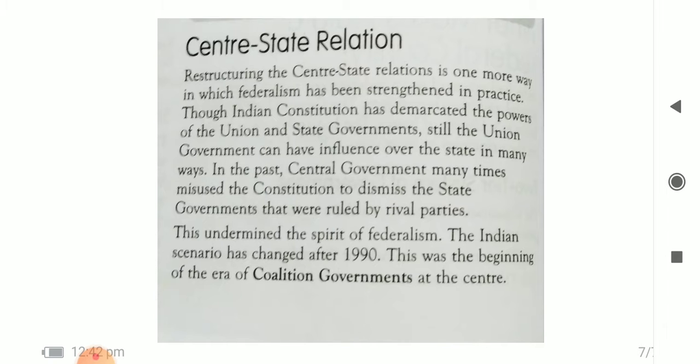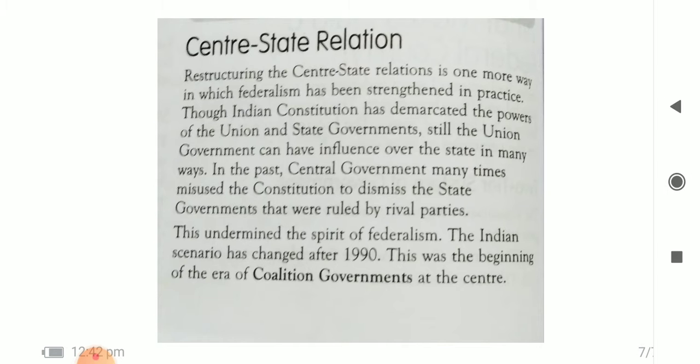The party which ruled at the center tried to undermine the power of the state governments. In those days, the central government would often misuse the Constitution to dismiss state governments that were controlled by rival political parties. This undermined the spirit of federalism. All this changed significantly after 1990.